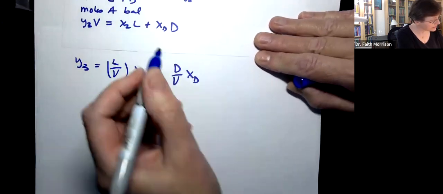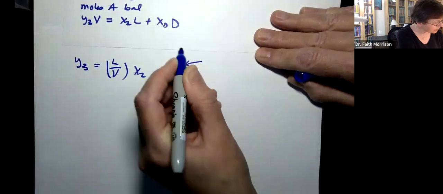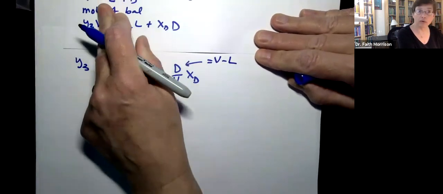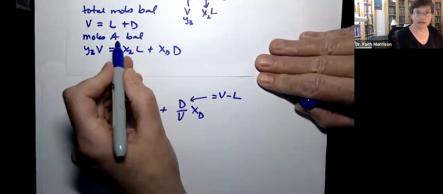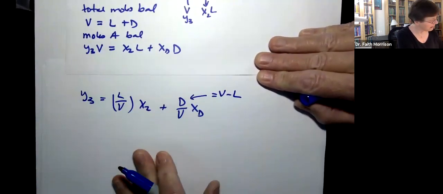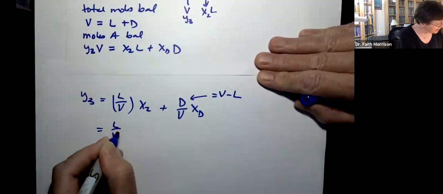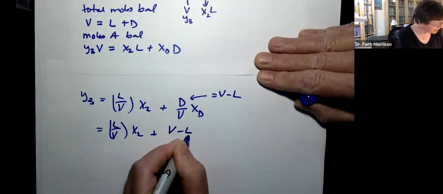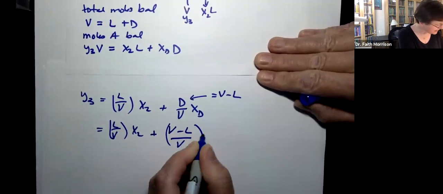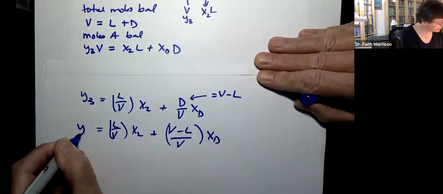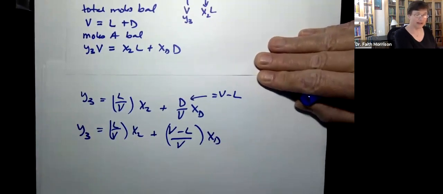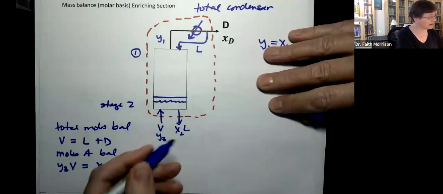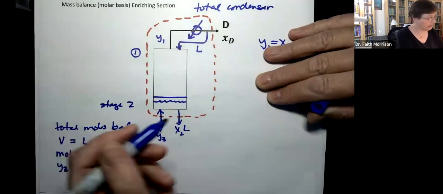Okay. So I'm going to put in that D equals V minus L from the total mole balance up here at the top. Okay, D is equal to V minus L. And so I get L over V X2 plus V minus L over V XD equals Y3. So this is the balance across the upper part of the column.